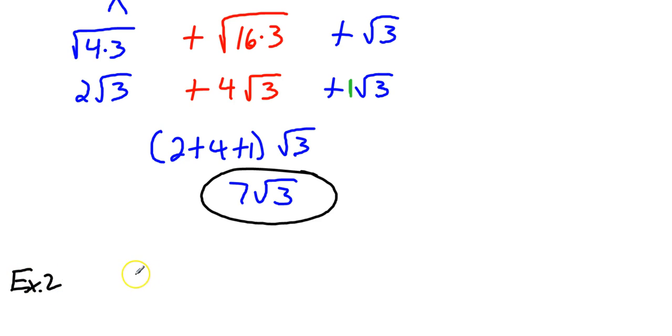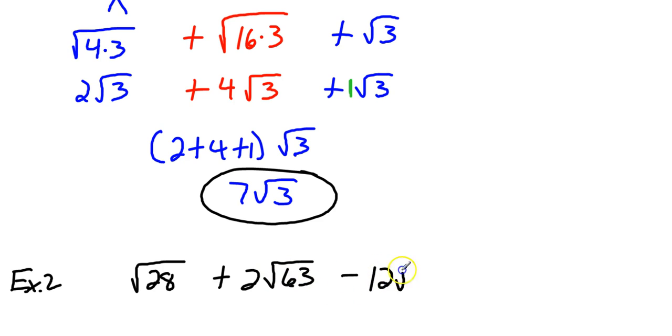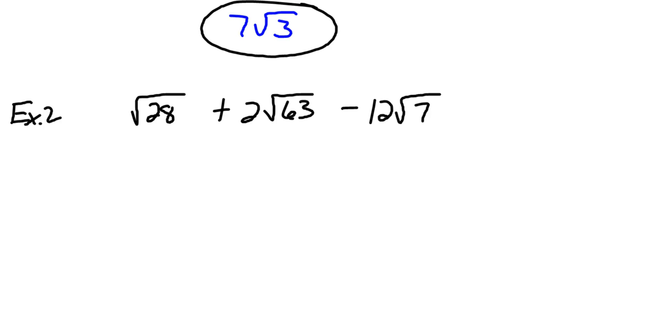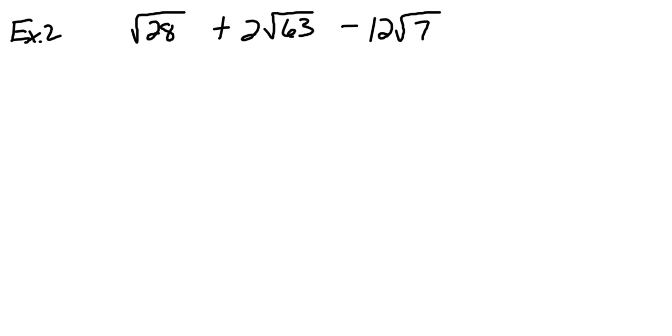Okay, let's give you another one of those. Let's go square root of 28 plus 2 square root of 63 and minus 12 square root of 7. Okay, and here's the hint on this one. 7 is your prime number. This one's broken down as far as it can go, so let's take a 7 out. Let's see what we can do with these. So let's see if they're all square roots of 7.